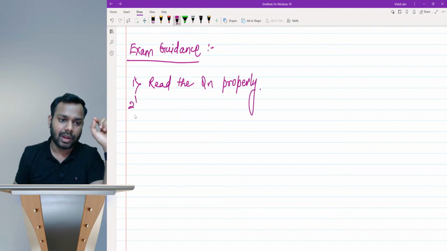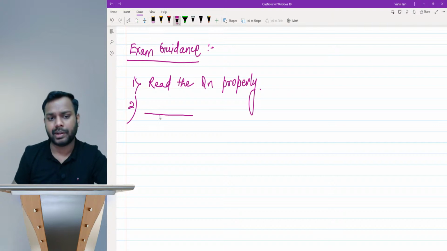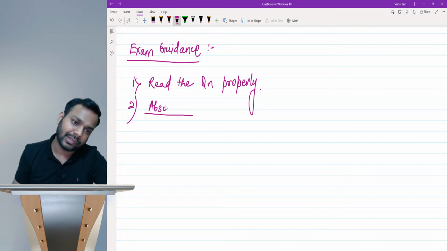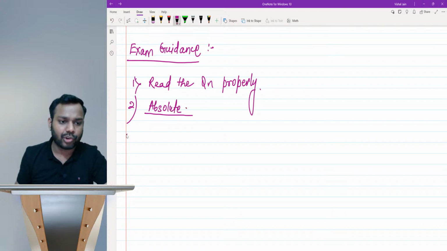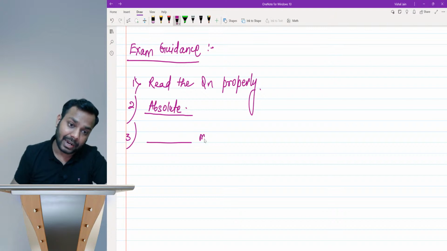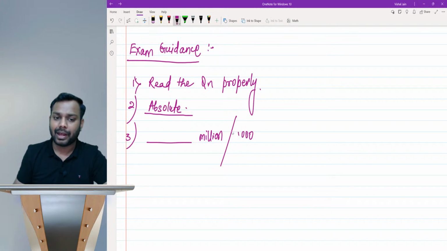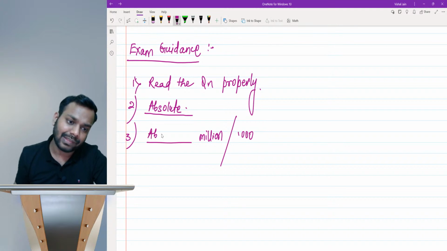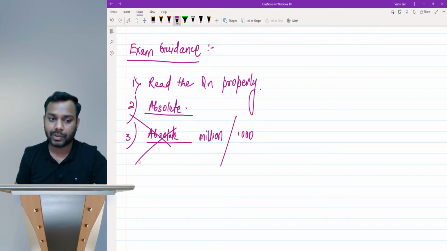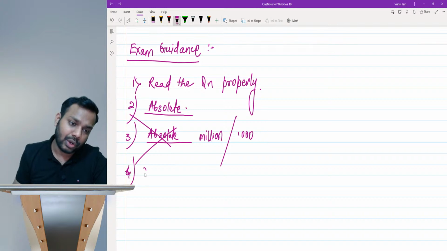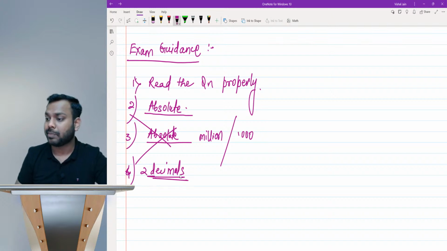Second point. The question might ask you to write your answer in millions or thousands. If the question says millions or thousands, then write your answer in millions or thousands. Don't write your answer in absolute figures in that case. If the question says write in 2 decimals, then write your answer in 2 decimals only.